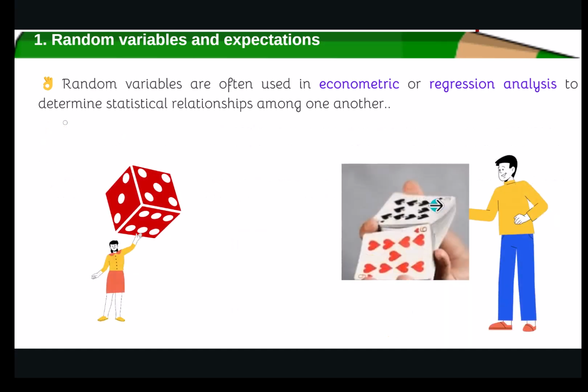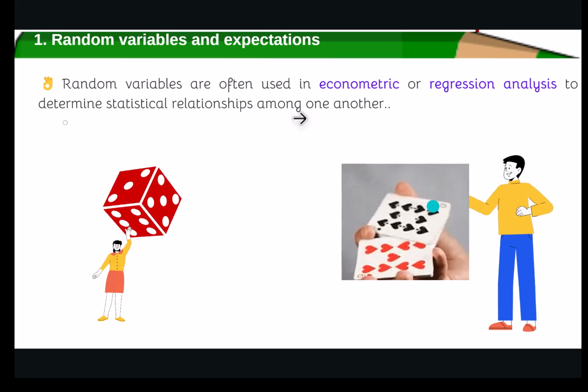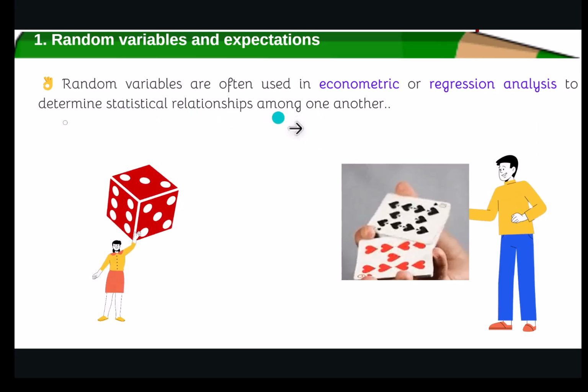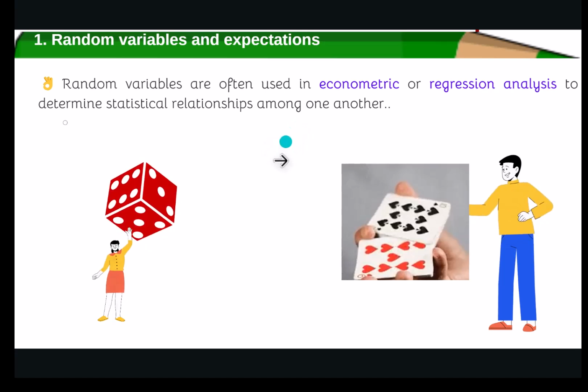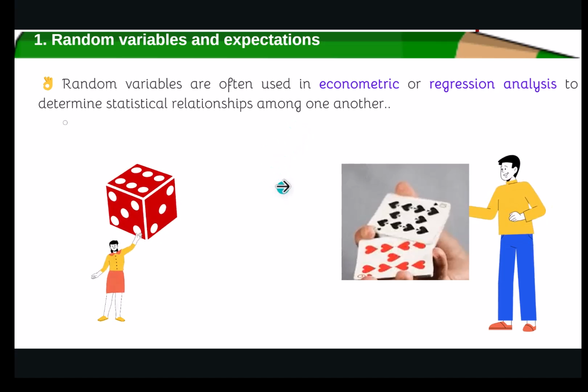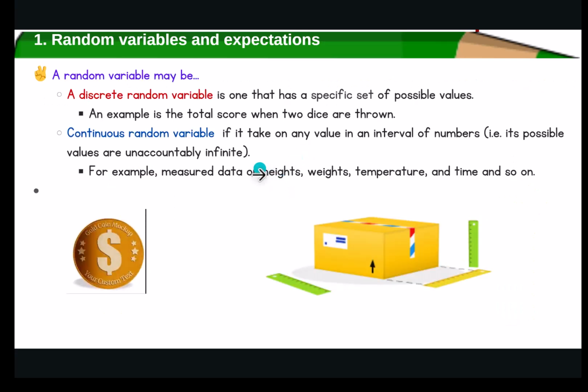The other basic thing is that we use random variables in econometrics or regression analysis so that we can determine the statistical relationship between different variables. This is the use. Again, we classify random variables based on the probability distribution. A random variable has either an associated probability distribution, that is for a discrete random variable, or a probability density function, that is for a continuous random variable. Therefore, we have two types of random variables, discrete and continuous.